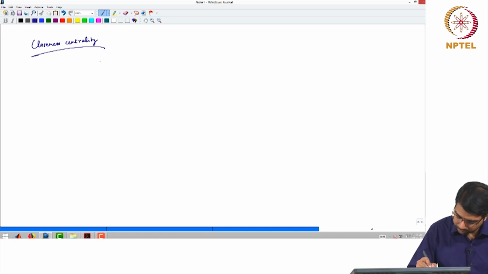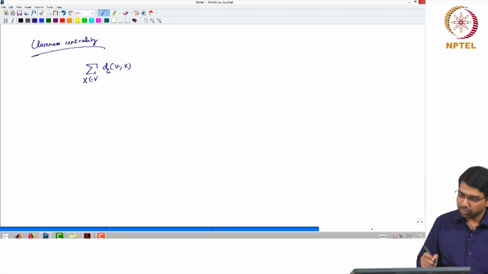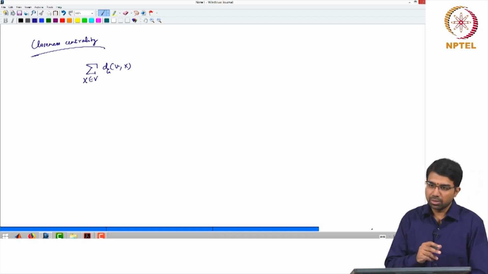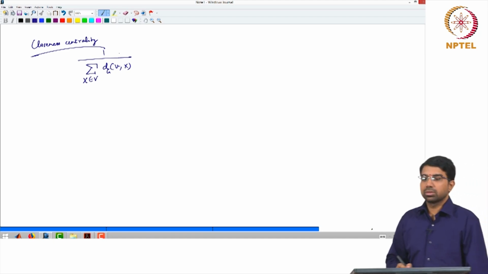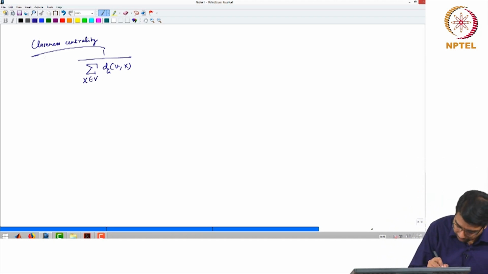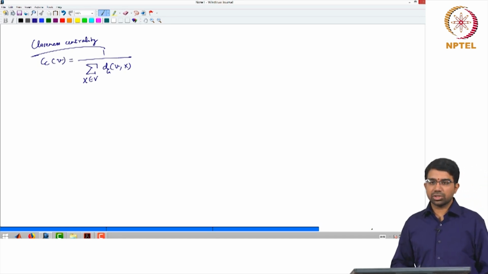So, for a given vertex, you compute the distance to all other vertices. This is farness. You take the reciprocal of that, and that is closeness centrality. There are different such measures.